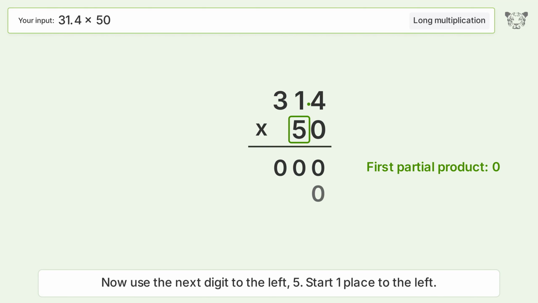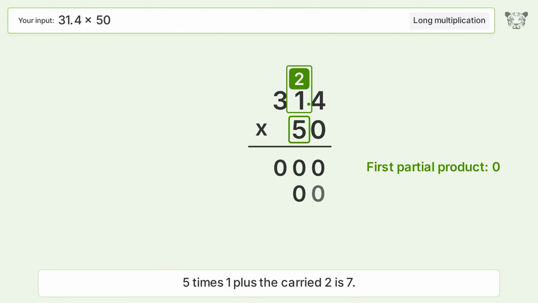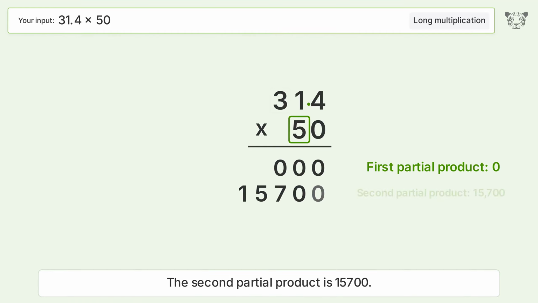Now use the next digit to the left, 5. Start one place to the left. 5 times 4 is 20. Put 0 in this column and carry 2. 5 times 1 plus the carried 2 is 7. 5 times 3 is 15. The second partial product is 15,700.